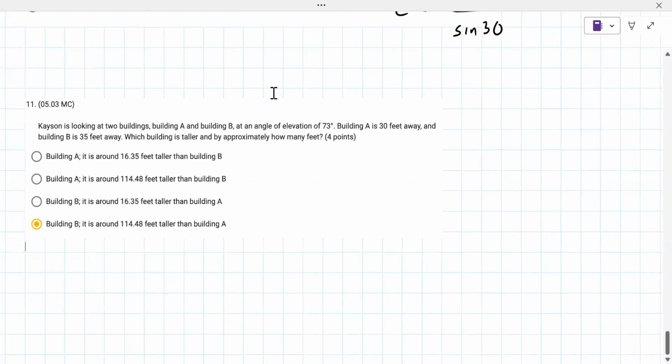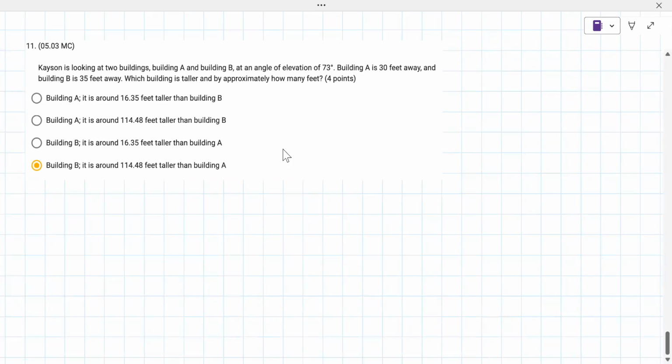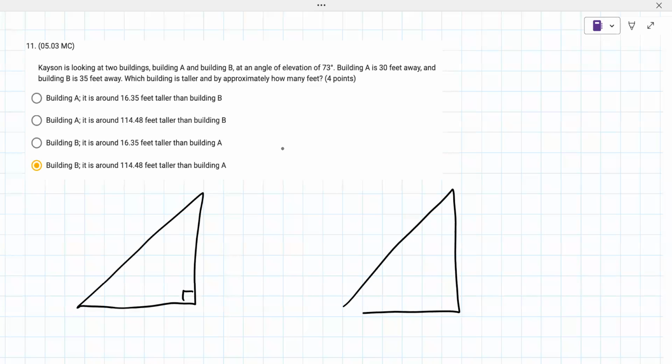Jason is looking at two buildings, building A and building B, at an angle of elevation of 73 degrees. Building A is 30 feet away and building B is 35 feet away. Which building is taller and by approximately how many feet? So there are two triangles here: triangle 1 and triangle 2. Building A is 30 feet away, building B is 35 feet away, and there's an angle of elevation for both of 73 degrees. So you just have to find the height for each of them.